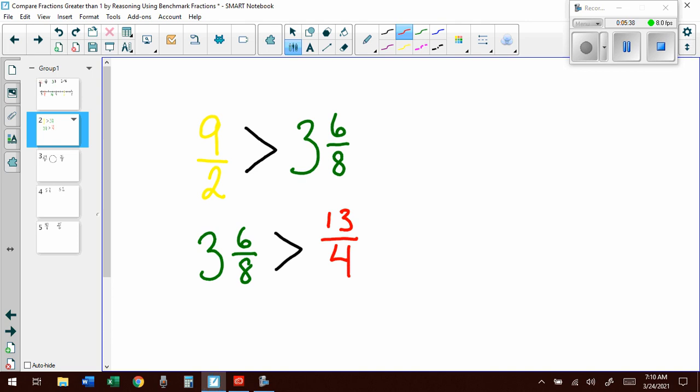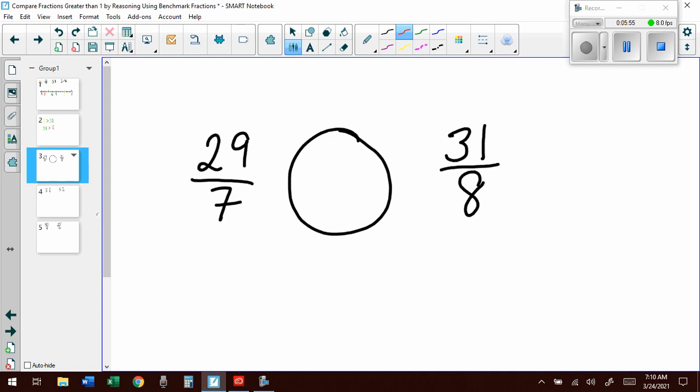So we've compared those three fractions and found that 9/2 was the greatest, 3 6/8 was right in the middle, and 13/4 was the least. Now we're going to look at two improper fractions, and we're going to use just our skills to determine which one is greater.